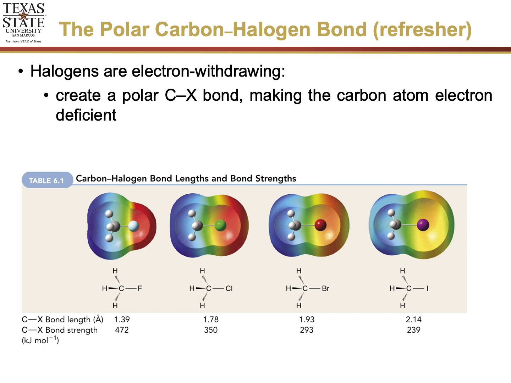Let's first talk about the polar bond between the carbon and a halogen. The halogen is electronegative and therefore pulls electron density away from the carbon, making that carbon electron deficient.